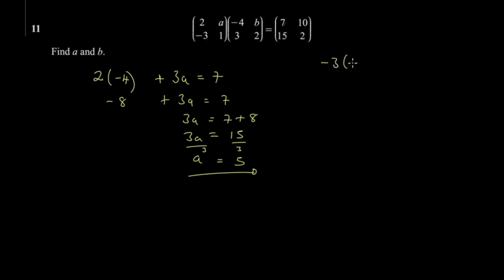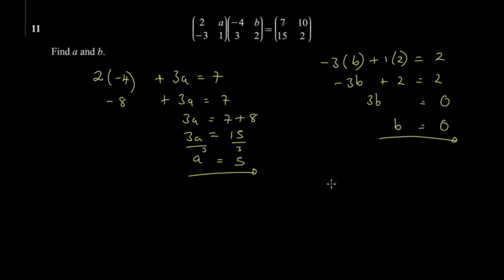So negative 3 by b, which is this row by this column, this and this, plus this and this. So plus 1 by 2 must be equal to 2. Okay, this part here. So negative 3b plus 2 equal to 2, like this. So 3b equal to 2 minus 2, which is equal to 0. Then b equal to 0, like this. Okay, so that's it. That's all there is to it. If you didn't understand it very well, then you actually have to do the whole thing.